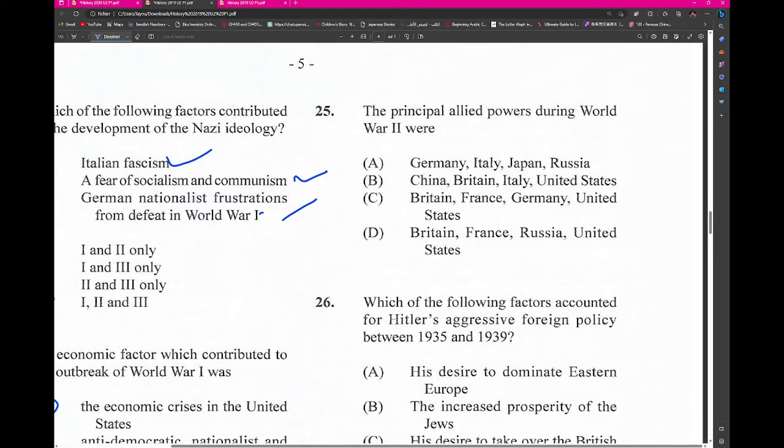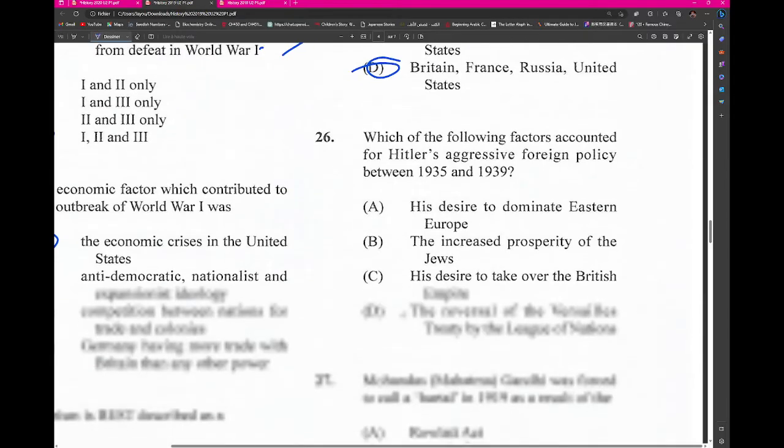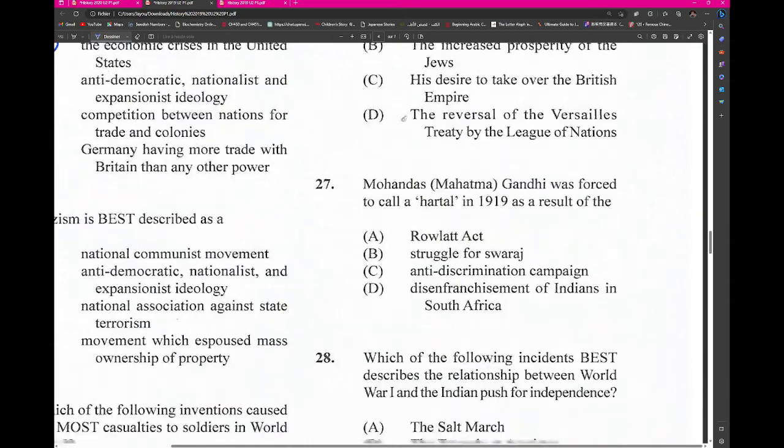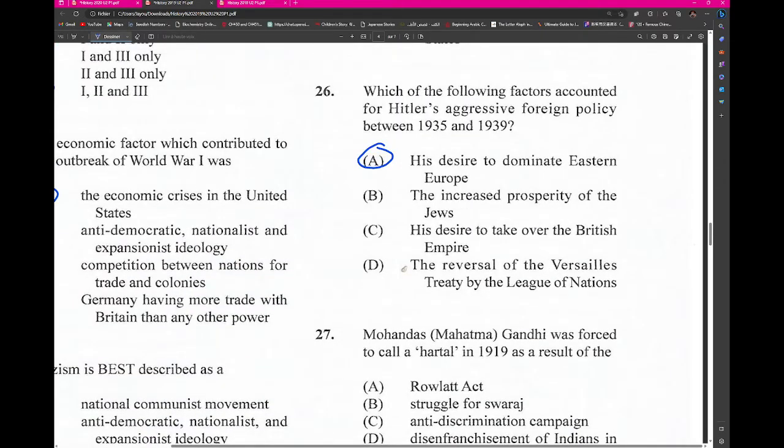25. The principal Allied powers during World War II were Britain, France, Russia, and the United States. Which of the following factors accounted for Hitler's aggressive foreign policy between 1935 and 1939? His desire to dominate Europe. Right? Wait, hold on. His desire for aggressive policies. Let's look at this. Would it be the Nuremberg laws?